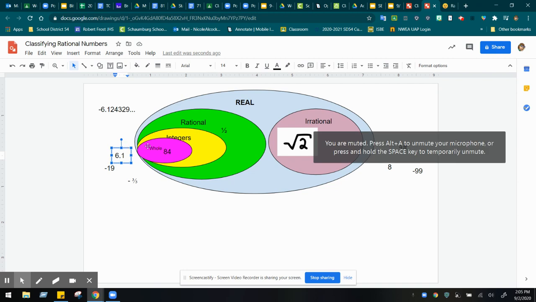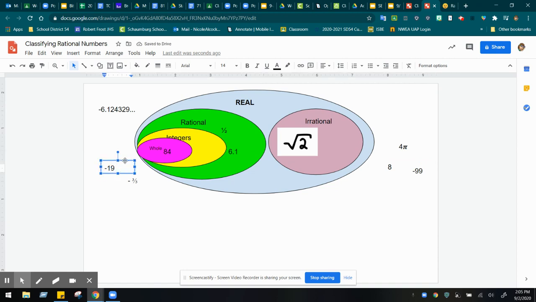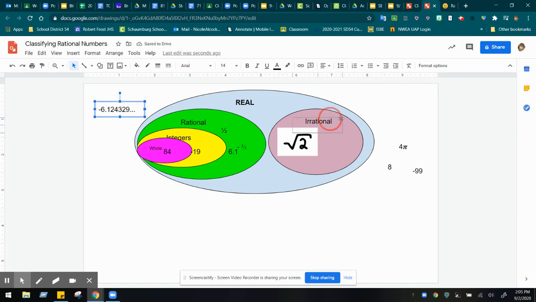And then I can do the rest from here. 6.1. -19 would be rational and an integer, which is also real. Negative 3/5 would be a rational number. This is a very ugly fraction, so I'm going to go ahead and put that as irrational.